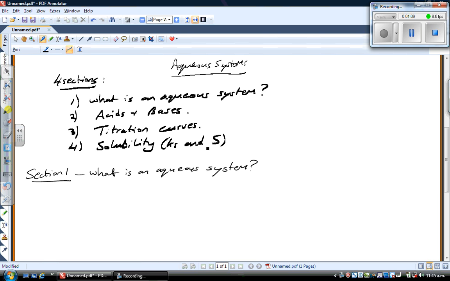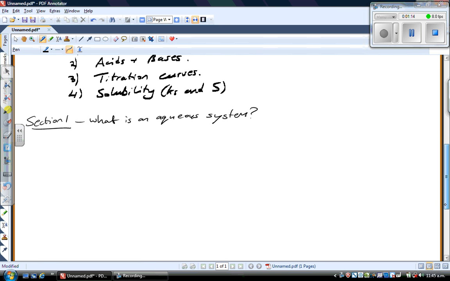So section 1 we covered this week, what is an aqueous system? Well, to simply define an aqueous system, I like to use the 4 S's, where each of the S's stands for one of the components of the system. So first S is the solid component that you're dissolving in the water, and the two solids of interest are either molecular solids or ionic solids.